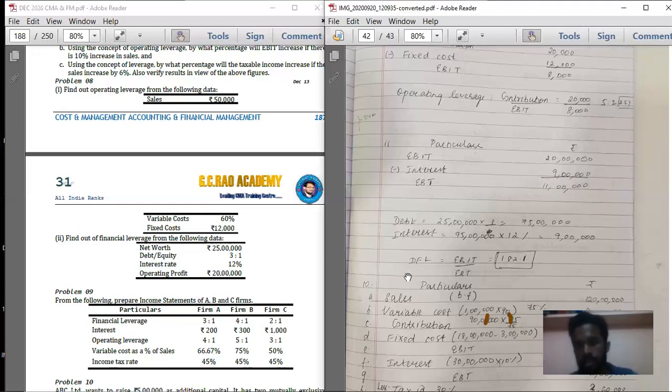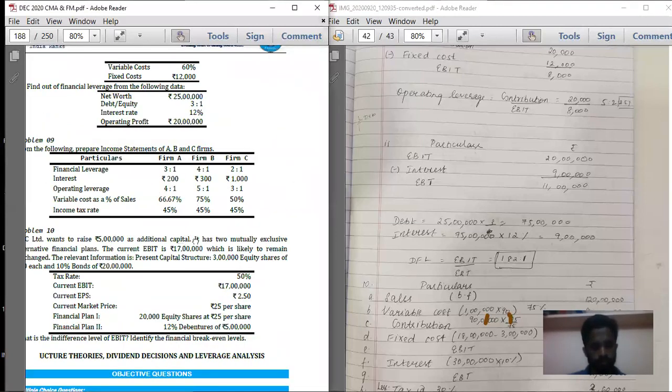EBIT is 20 lakhs. So below that, DFL is equal to degree of financial leverage. DFL is equal to EBIT divided by EBT. That is equal to 20 lakhs divided by 11 lakhs, which is equal to 1.82:1.